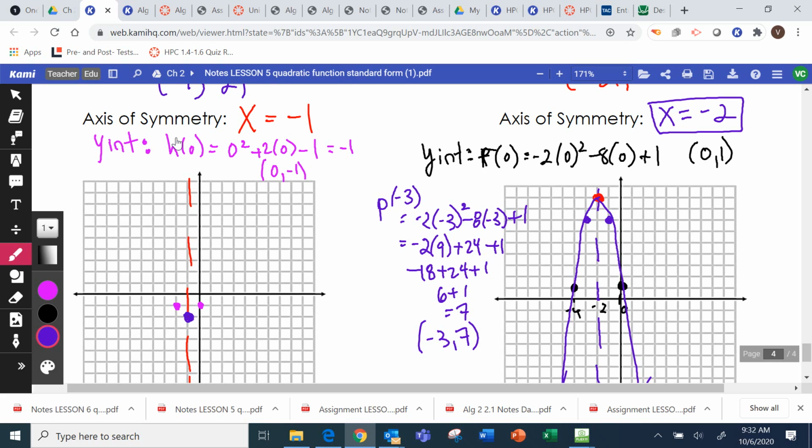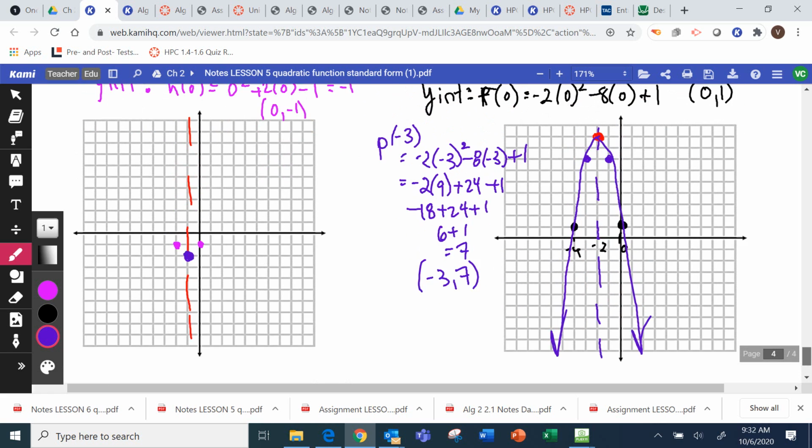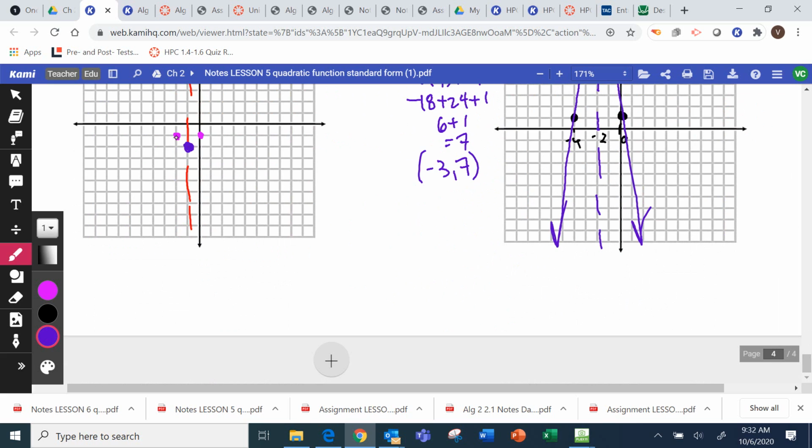Did anybody plug one in? What'd you plug in, Tessa? Plugged in 1, okay. So I'll do h of 1 in a different location, down here. So I get 1 squared plus 2 times 1. Wait, is it plus 2 or minus 2? Plus 2. Minus 1, so we get 1 plus 2 minus 1, so I get 3 minus 1, 2. So 1, 2.